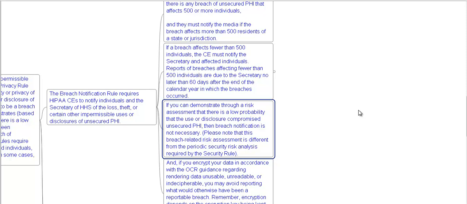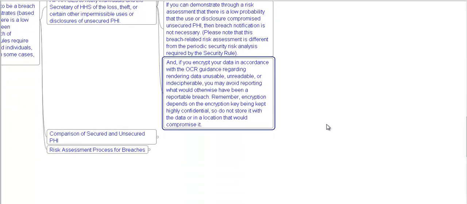Please note that this breach-related risk assessment is different from the periodic security risk analysis required by the security rule. And if you encrypt your data in accordance with the OCR guidance regarding rendering data unusable, unreadable, or undecipherable, you may avoid reporting what would otherwise have been a reportable breach. Remember, encryption depends on a decryption key being kept highly confidential, so don't store it with the data or in a location that would compromise it.